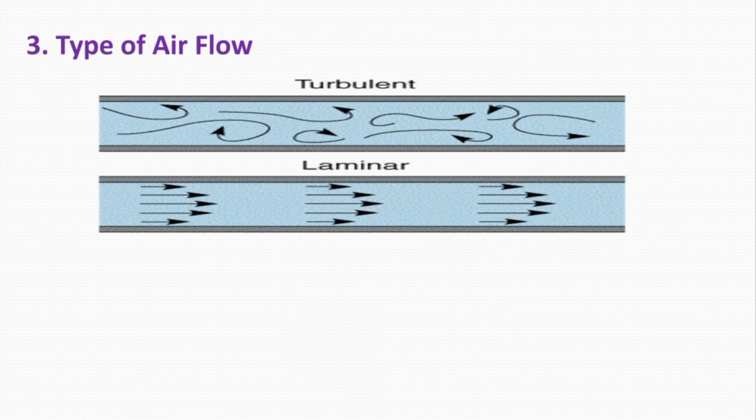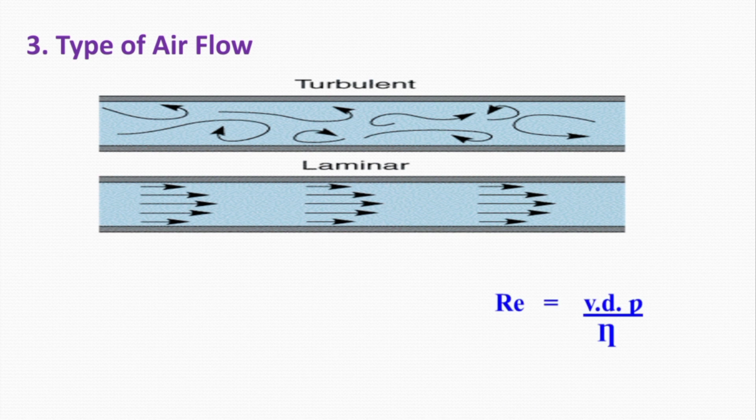Now, type of airflow is a very important factor. There are two types of airflow: laminar, or smooth or streamline flow, which is seen in normal quiet breathing, and turbulent airflow, which is seen during exercise or in rapid respiration. Now, this turbulent airflow offers much resistance to the airflow, and the tendency towards turbulence can be determined from a number which is called Reynolds number.